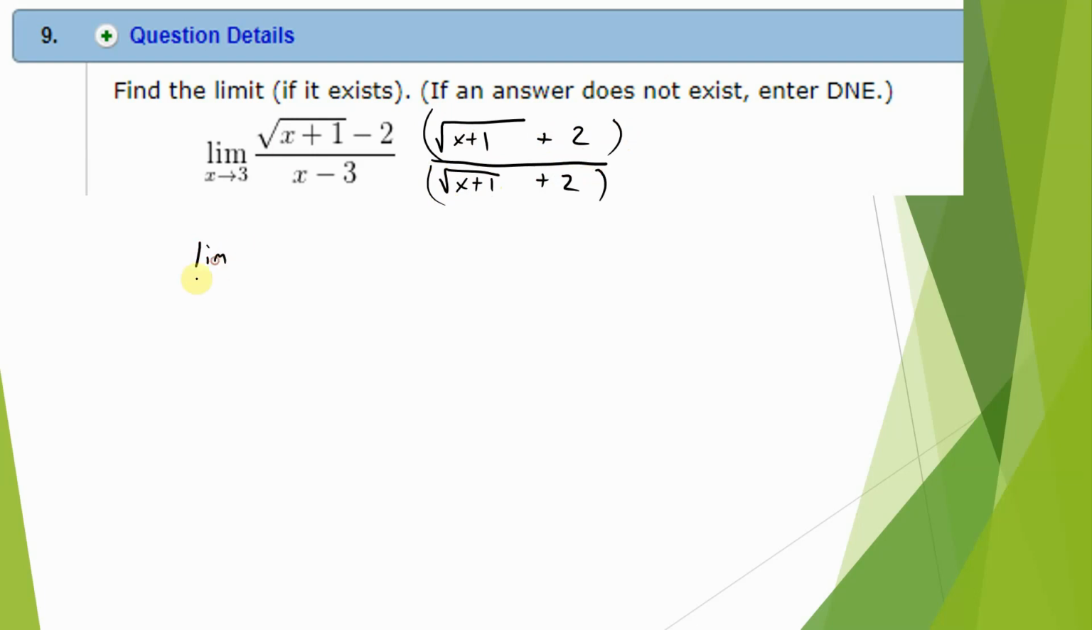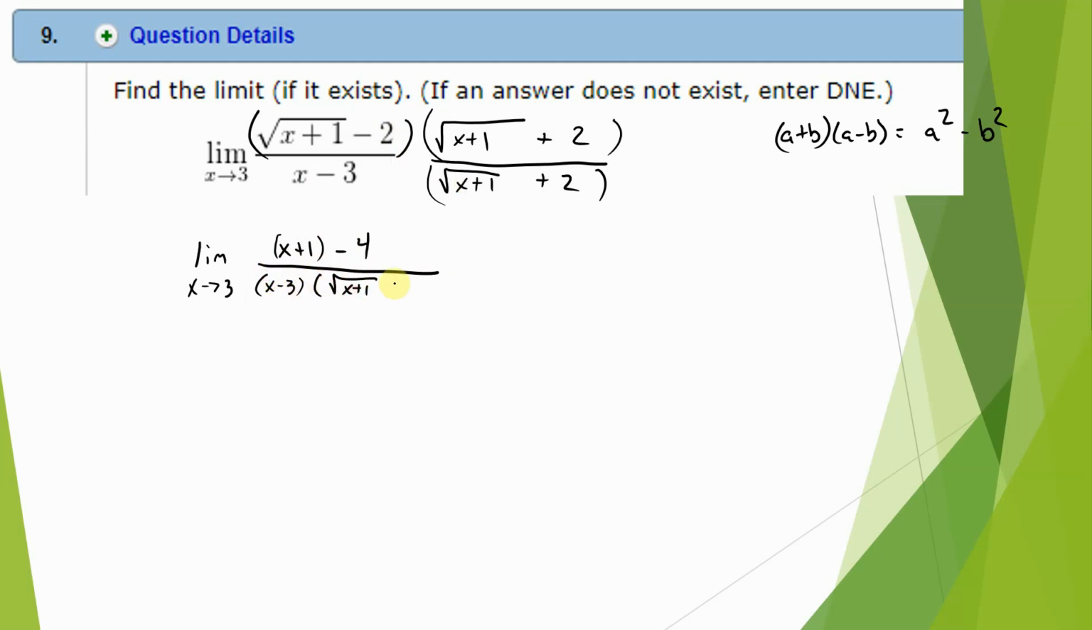So this is going to give us the limit as x approaches 3 of this. So remember, when we multiply conjugates, right? A plus b times a minus b, that's just a squared minus b squared, right? That's the difference of squares. So we're going to square the first term, which is just x plus 1. We're going to square the 2, which is a 4, and we're going to put a minus sign. And then on the bottom, we're going to have the x minus 3, and we're going to have the square root of x plus 1 plus 2. Now what happens on the top? You can see that that's just x minus 3.